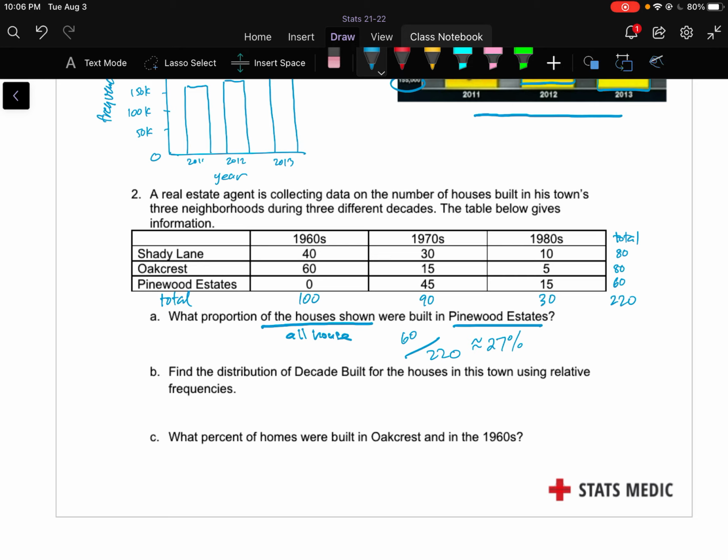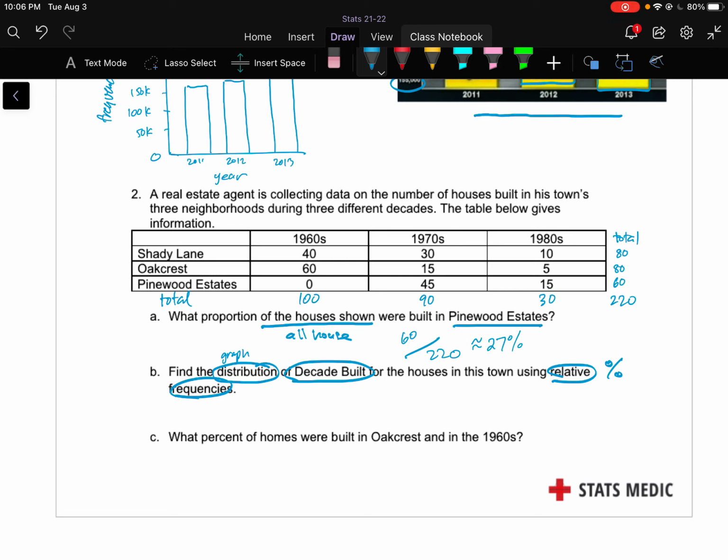B, find the distribution of decade built for the houses in this town using relative frequencies. Okay, so if a question asks you about the distribution, you can make a graph to show the distribution. All right, so let's make a graph. We only want to include information about decade built, so we don't care about the neighborhood. And we're going to do it using relative frequencies, which again, that's a fancy word for percentages.